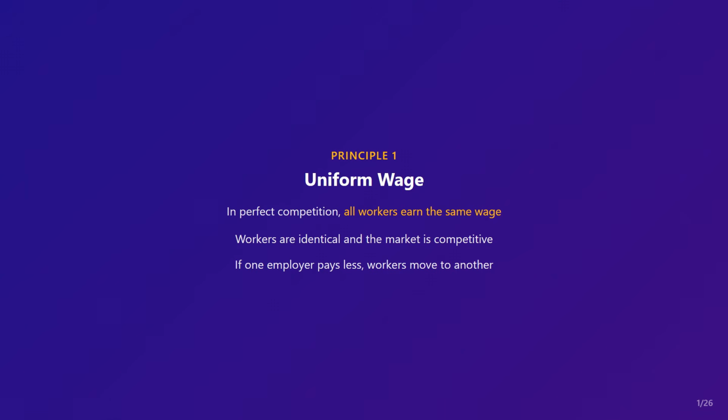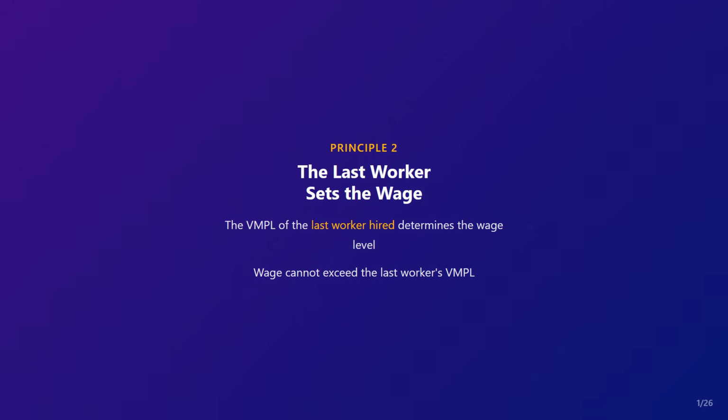In the first example, when the wage was 300 shekels, the last worker in Field B was the third worker with a VMPL of 300. This exactly sets the wage limit, no more than 300 shekels, because if the wage were higher, it would not be profitable to hire the last worker.